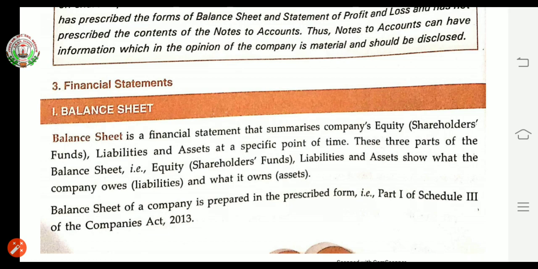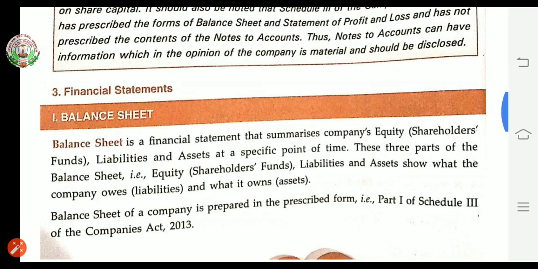First is equity, which you can also call shareholder funds. Second, we have liabilities. Third, assets. And all three things we summarize at a specific point of time. All three parts of this balance sheet, that is equity, shareholder funds, liabilities and assets, show what the company owes, which is called liabilities, and what it owns, which is assets. The balance sheet of a company is prepared in the prescribed form, that is Part 1 of Schedule 3 of the Companies Act 2013.